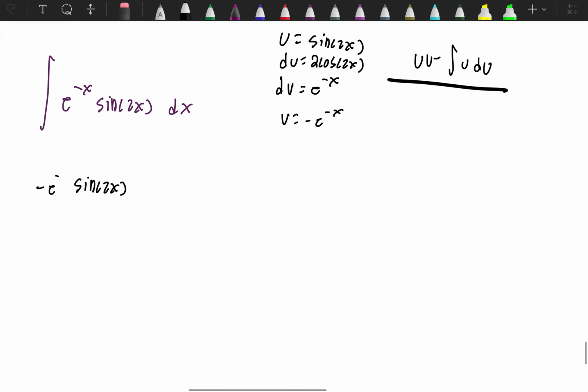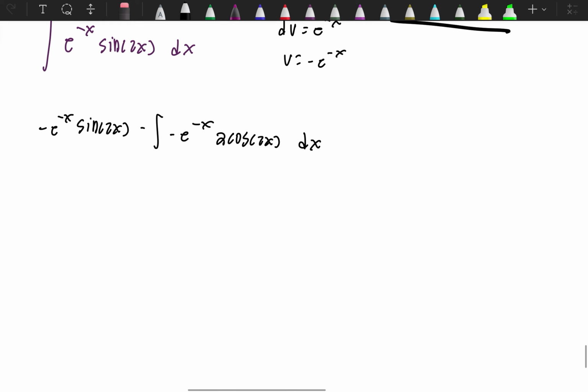So you're going to do this. And then minus v, which in this case is... You can actually just add them, I believe. Yeah, you can. Because you have negative e to negative x. Then du, which is 2 cosine of 2x dx. Now, essentially what you can do here is you can really just add them because you can just do this. You can take out the negative.